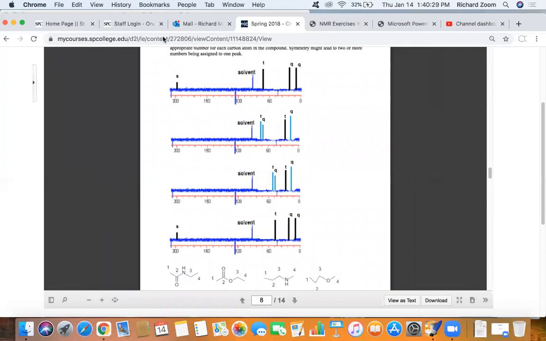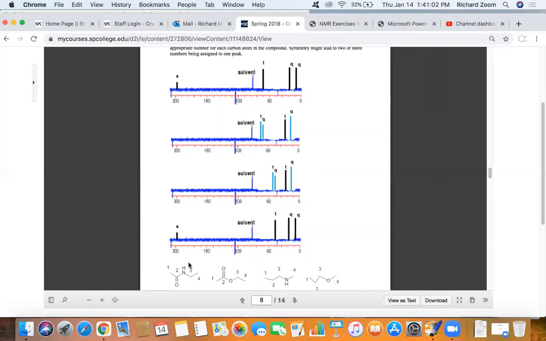So let's take a look at, first of all, how many carbon peaks we expect to see for each one. Looking at the one on the far left, how many carbon peaks do you expect to see there? 4. 4 is correct because they're all different. What about the one next to it? 4. And the next one? 4. And the next? 4. So they all have 4.